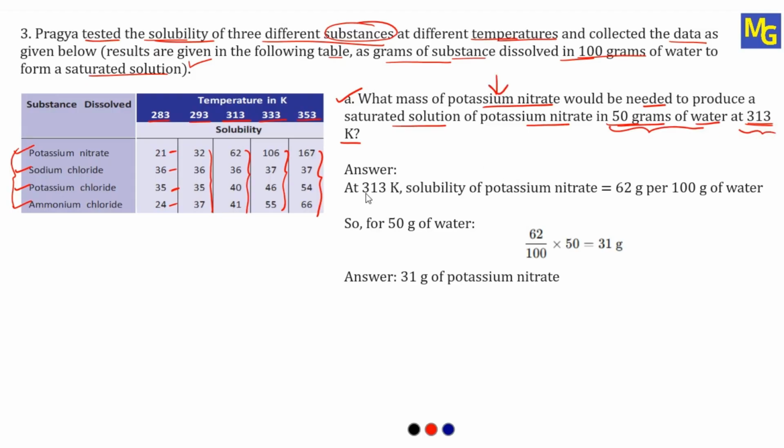See the answer. At 313 Kelvin, the solubility of potassium nitrate is 62 grams per 100 grams of water. So you can see here 313 is here and potassium nitrate is here. So this is the solubility for 313. So 62 grams per 100 grams of water, because here it is given in the bracket for 100 grams of water. So for 50 grams of water, what you have to do? Here we can calculate 62 divided by 100 times 50, that is nothing but 31. Means what? We can calculate like this.